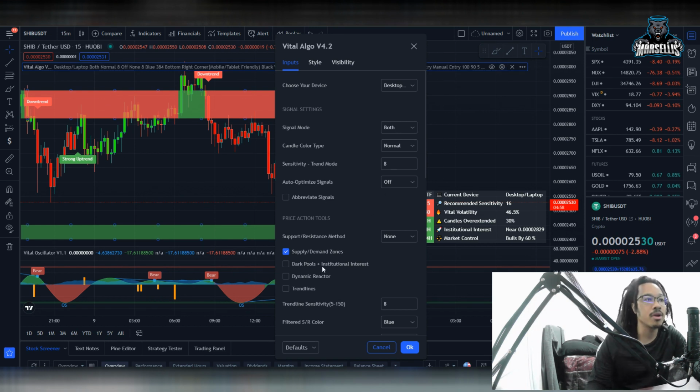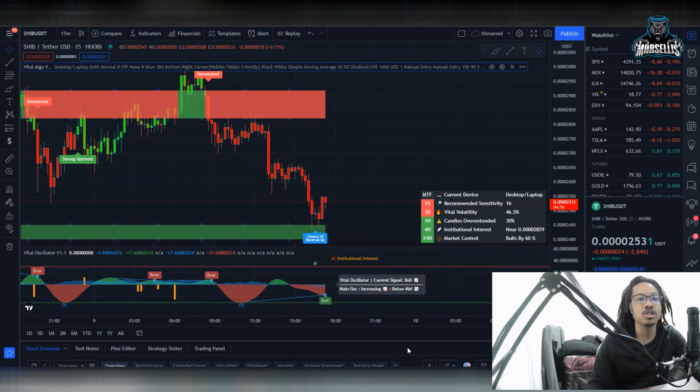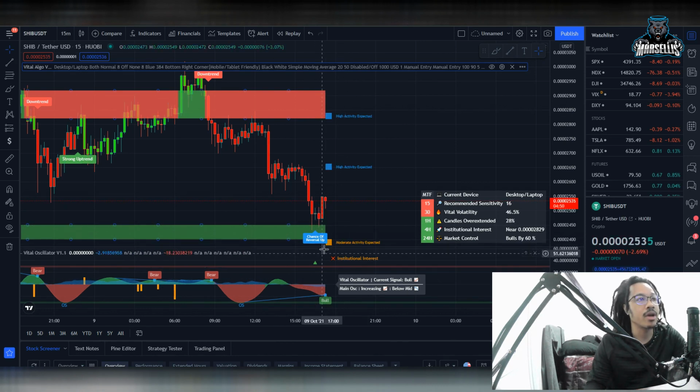So let's go over here and bring up our dark pools and institutional interest. It's going to show us how the whales are looking at this as a buying opportunity. Look, moderate activity here, but by the time we get around to 26 cents, almost 27, we're going to have high activity. So we're actually projected to do a little bit of a rise here.